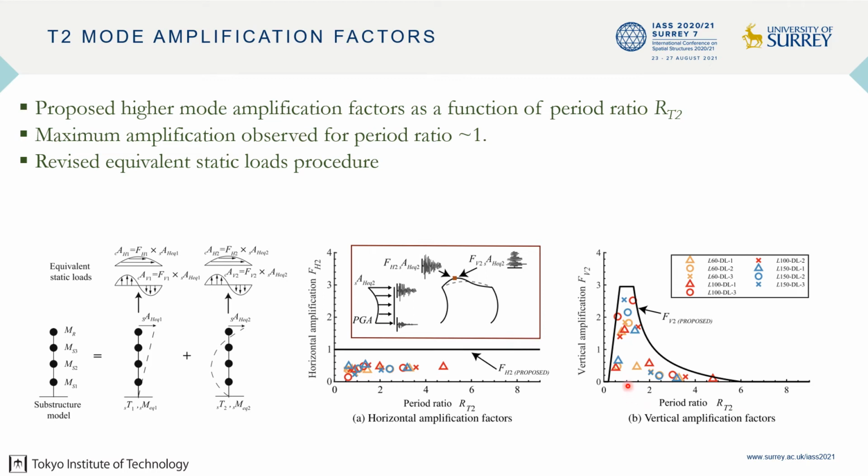We found that the amplification factor, especially vertically, was up to 3 times higher than the substructure peak response. And so, we proposed that in addition to the current methodology of using the T1 mode response and the amplification factors, we also use the T2 mode's response, estimate the peak acceleration from the second mode, use these proposed amplification factors, and finally add the two responses to obtain the peak roof response.